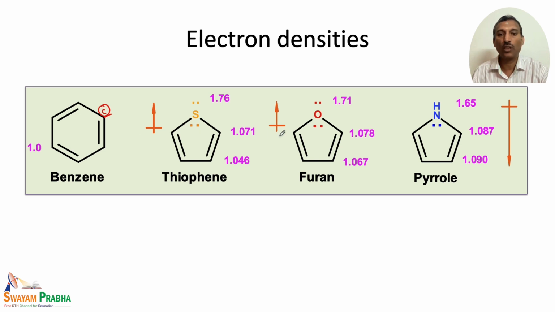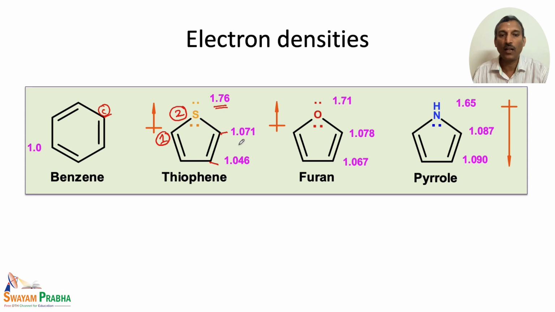But when we look at thiophene, furan or pyrrole, the electron densities are different. Actually, in the case of sulfur, we would expect the electron density to be 2, and each carbon should have the electron density 1. So this is the expected value, but this alpha carbon has a higher electron density than 1, and this beta carbon also has higher electron density than 1. So what does this imply? Instead of 2 electrons on the sulfur, some of the electrons are actually given to the ring. That is why these carbons are getting more electron density than 1.